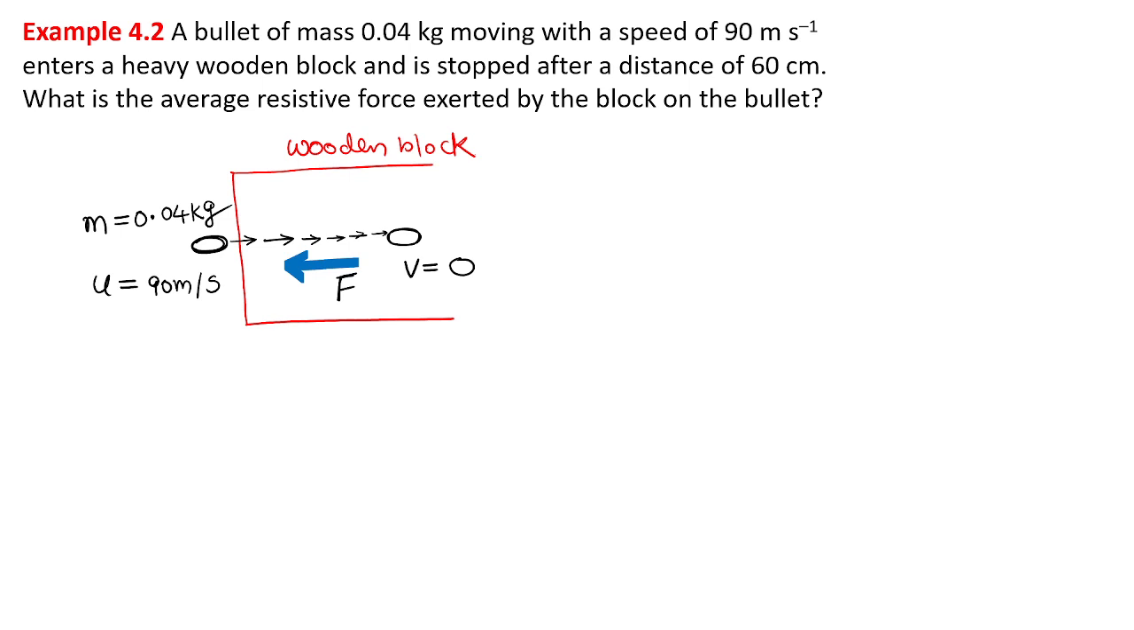During this time, how much distance did the bullet travel inside the wooden block? The displacement S is given as 60 centimeter. The bullet traveled 60 centimeter inside the wooden block, and finally it comes to rest. What is the frictional force applied by the wooden block? That is our question. Trisha, Diya, is the question clear?